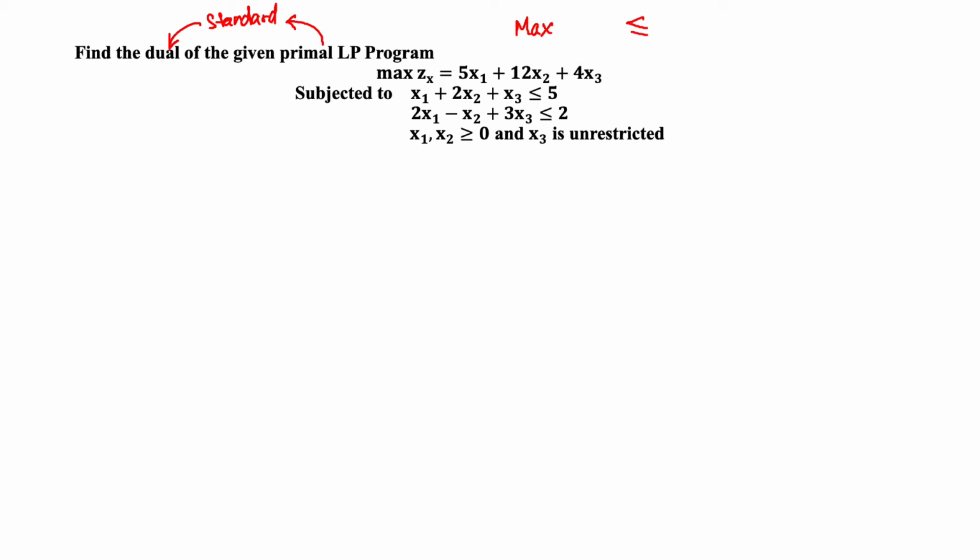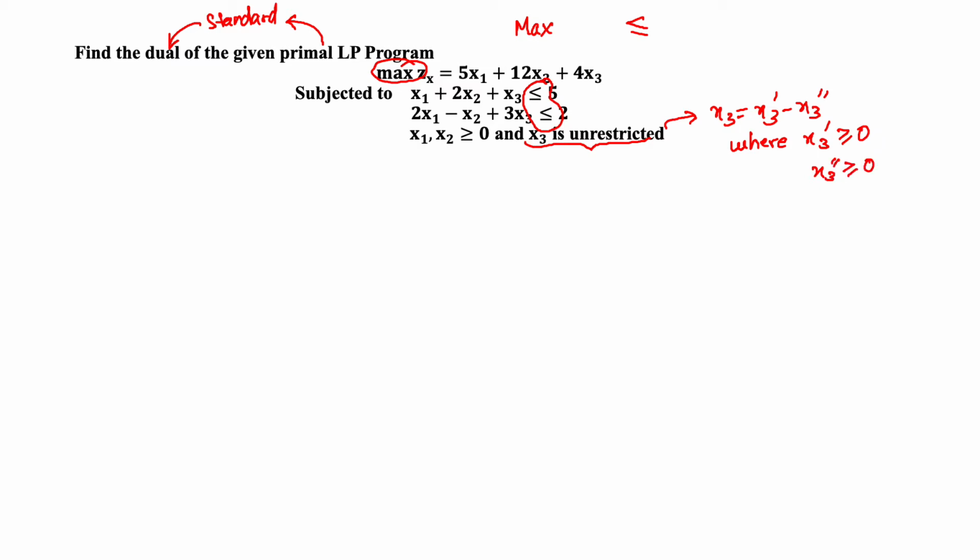If you see this example, my objective function is in maximization form and all the constraint equations are in less than or equal to form. So two conditions are satisfied. Only one thing is remaining, that my decision variable is unrestricted. For that, we have seen earlier that we will replace x3 with x3 dash and x3 double dash, where x3 dash is greater than 0 and x3 double dash is also greater than 0.